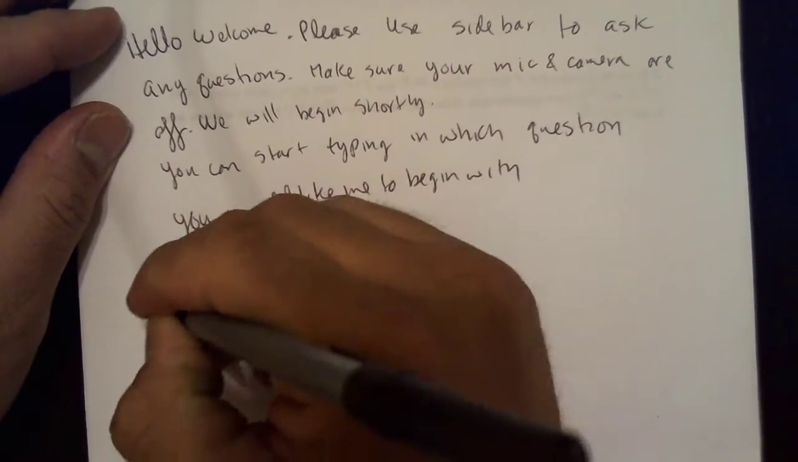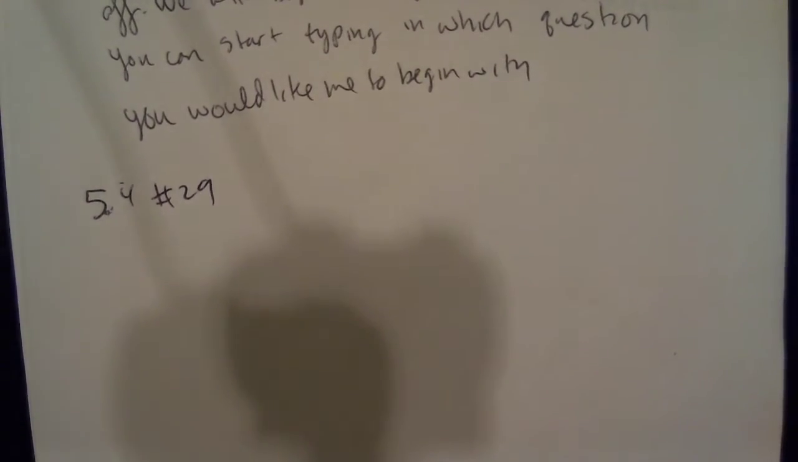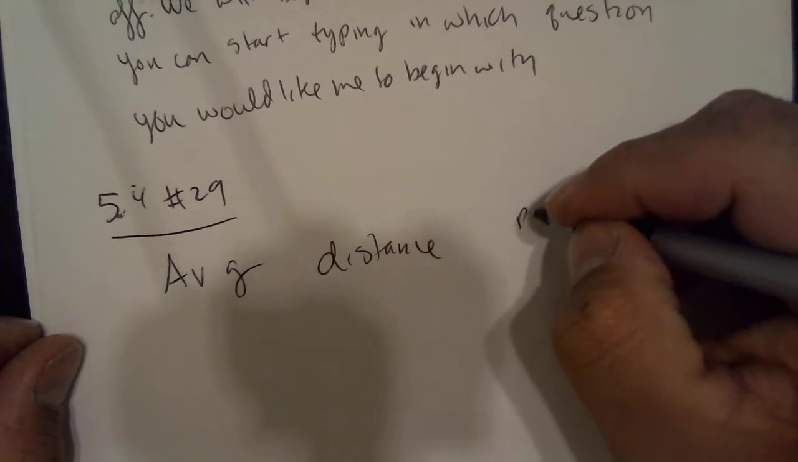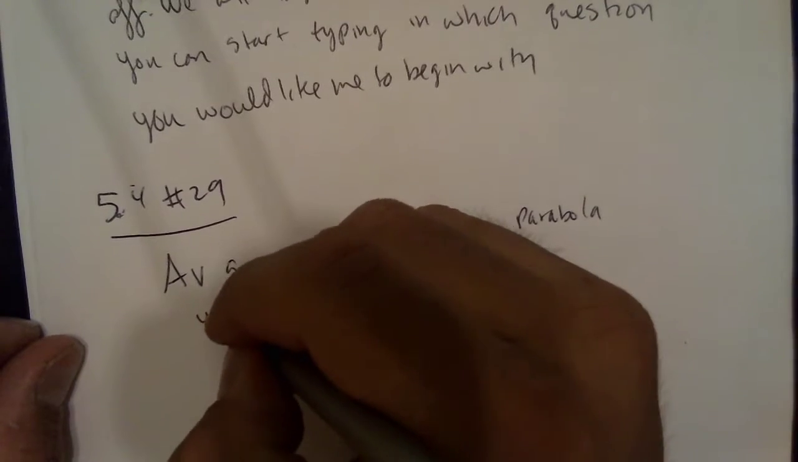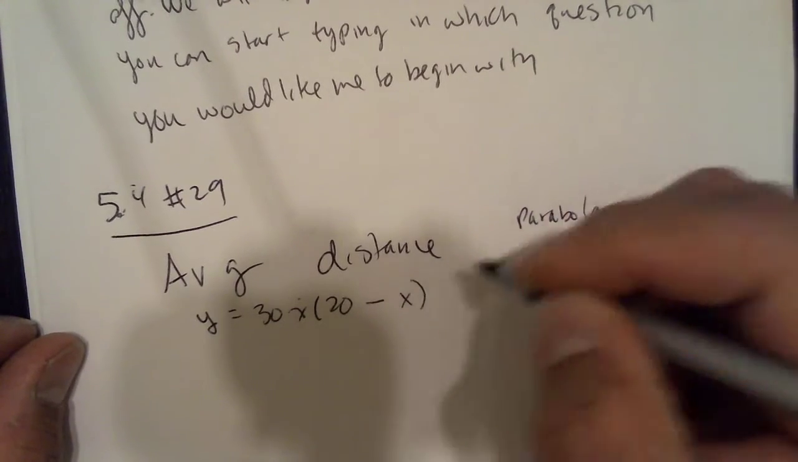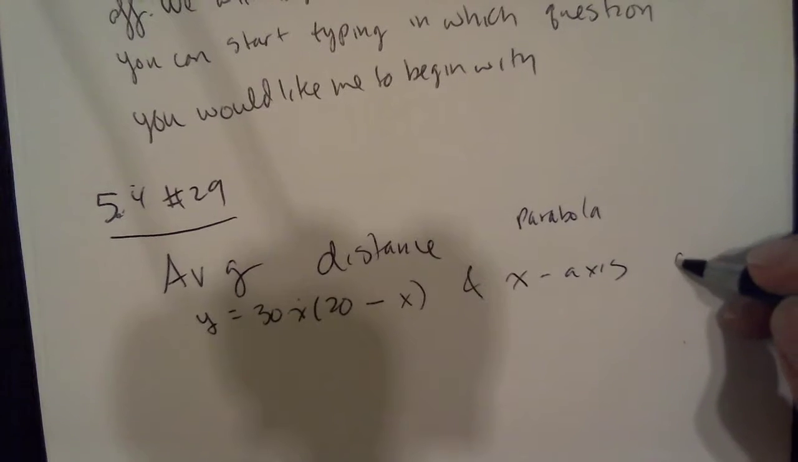5.4, number 29. All right. Okay, so for number 5.4, number 29, it says, what is the average distance between the parabola and the x-axis on 0 to 20.